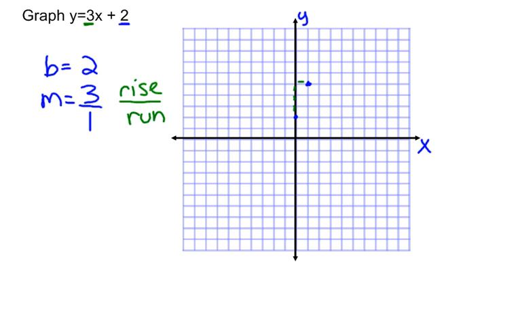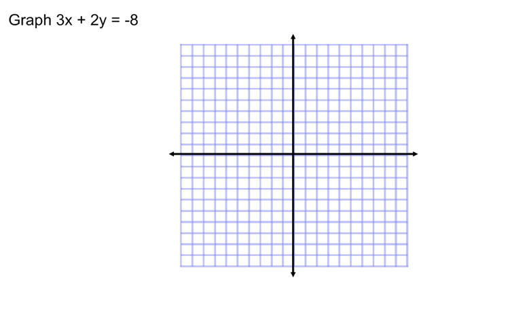If it would have been a negative, then we would have gone down, and we'll see that on the next example. Positive tells me to go up, but I always go to the right once I get finished with that. Okay, then once you have your two dots, now we're going to draw our line. So I'm going to draw our line right there, and we have now graphed our line. Okay, next example. We're going to graph 3x plus 2y is equal to negative 8.